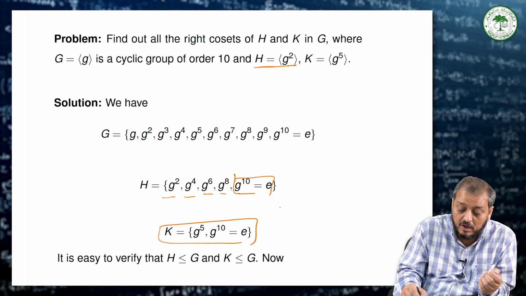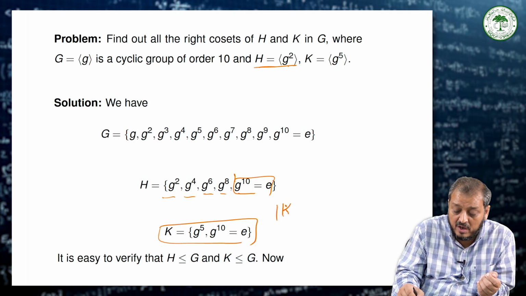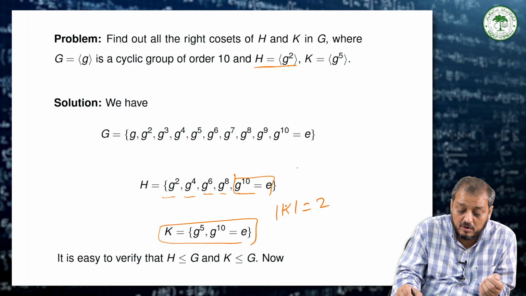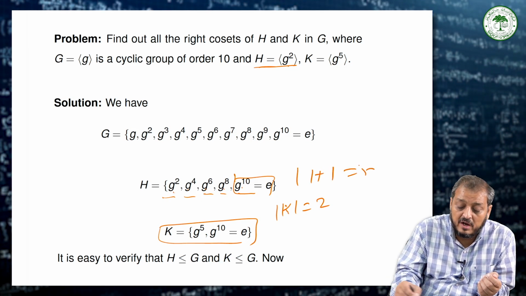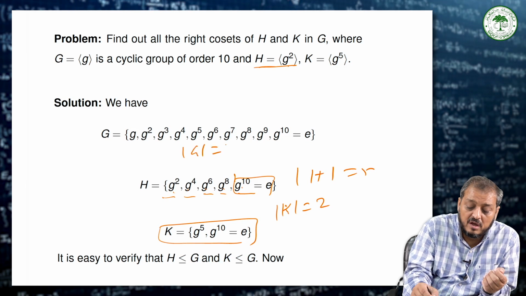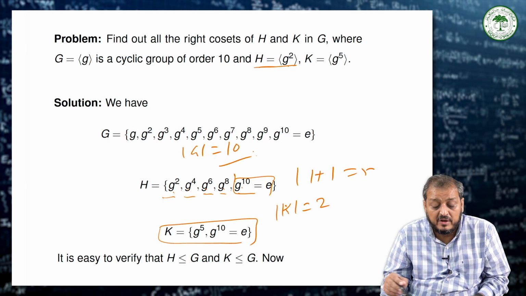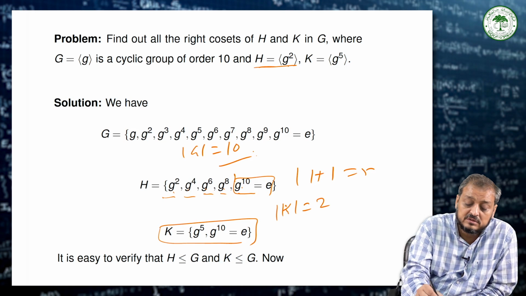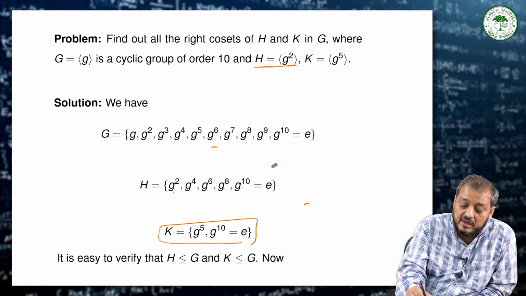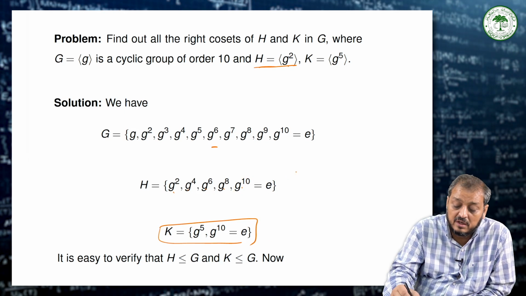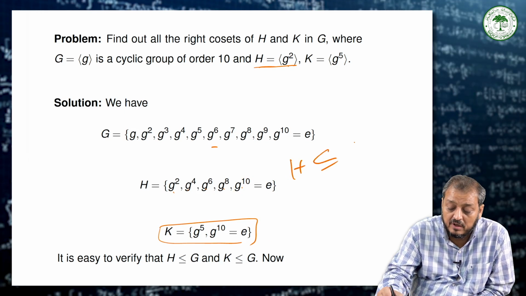So the order of K is equal to 2, and the order of H is 5, and the order of G is equal to 10. So we can clearly write it in this form. Now you see clearly that H is a subset of G.